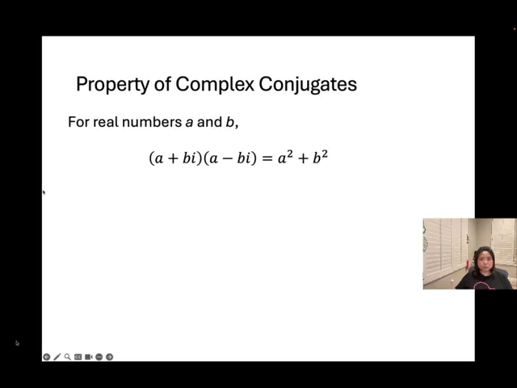Okay, property of complex conjugate. For real numbers a and b, we do have the formula a plus bi times a minus bi. That will be equal to a squared plus b squared.